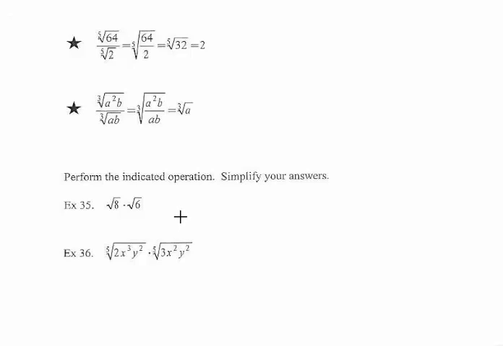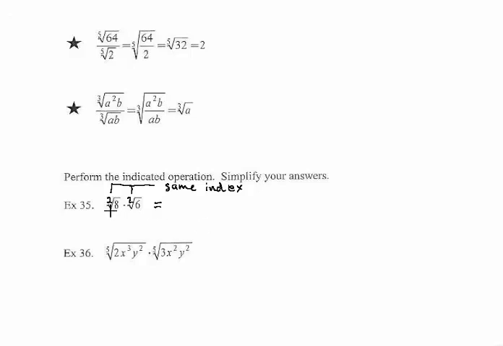Okay, this next one, we're simply multiplying. On the previous page we talked about adding and subtracting radical expressions. Now we're talking about multiplying and dividing. The only thing that needs to be true in order to multiply two radicals is that they have the same index.